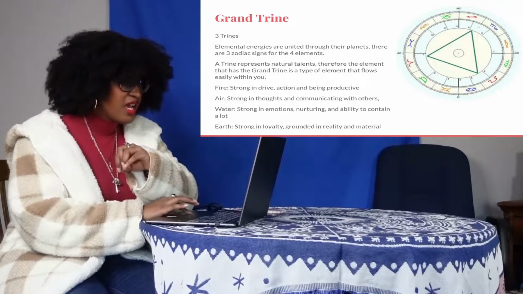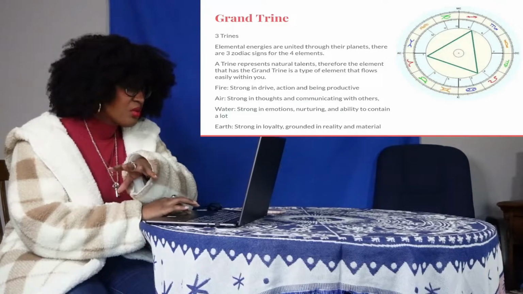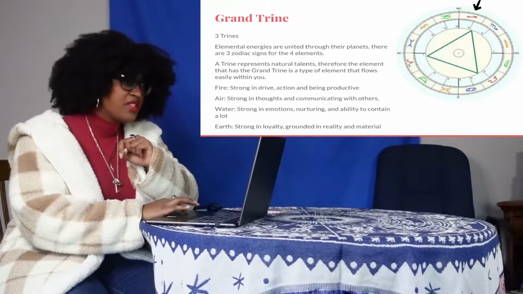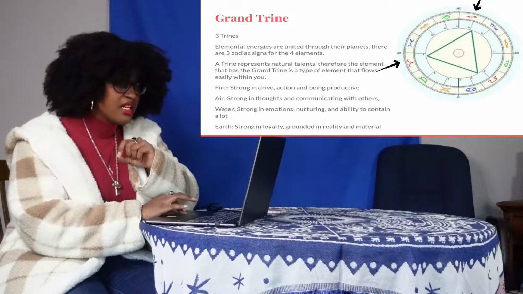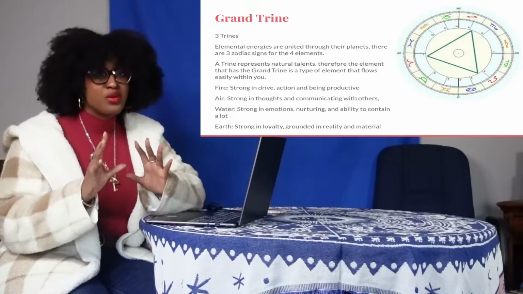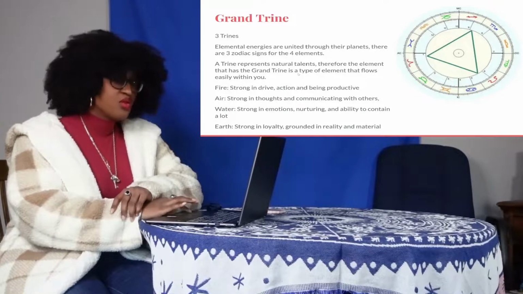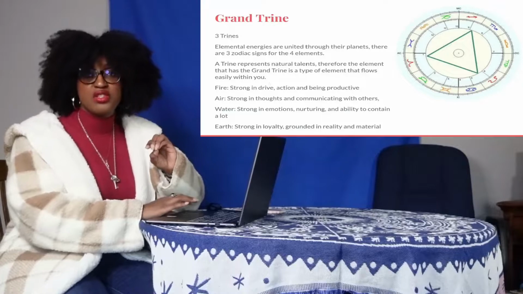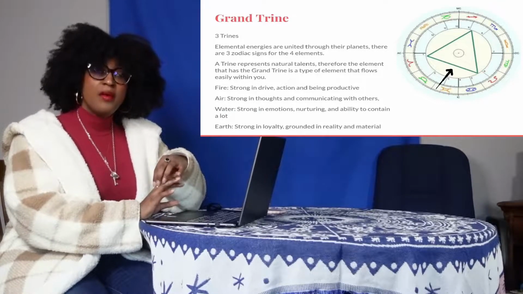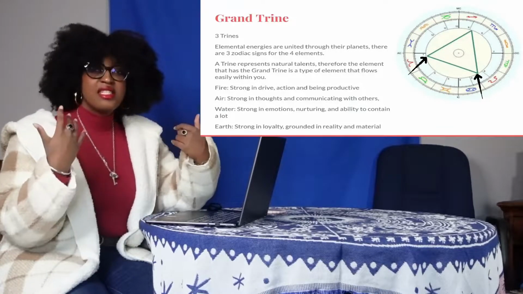In this picture we have water. In this picture we specifically have the fire signs because Sagittarius is connected to Aries and Aries is connected to Leo, and those are fire signs. So this is a grand triangle of fire. And in that sense, if you want to look at that, you could determine what kind of energy this holds depending on the element.